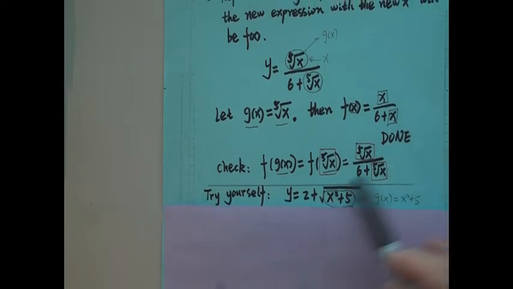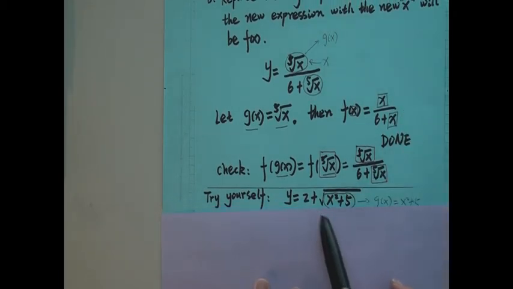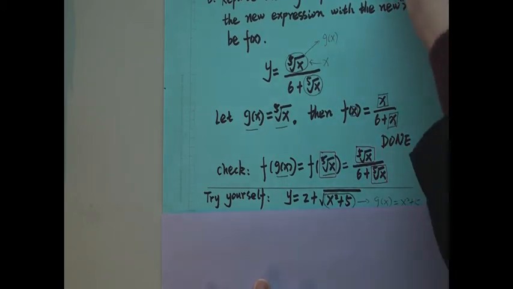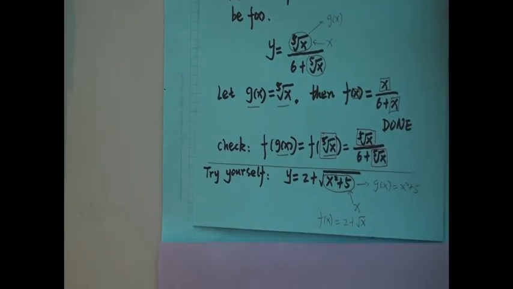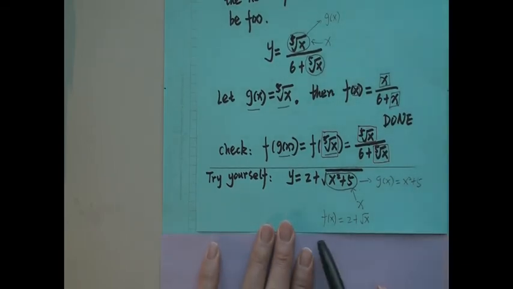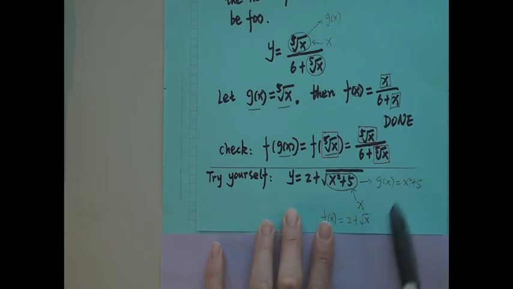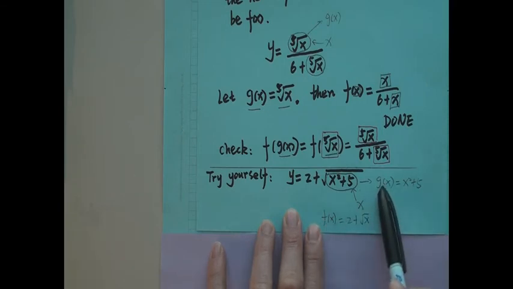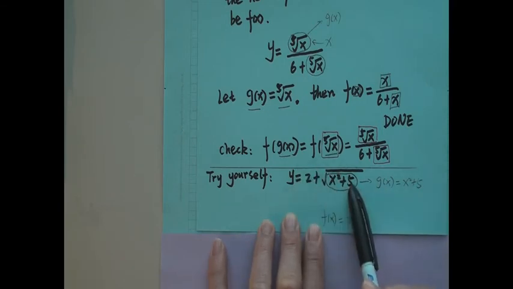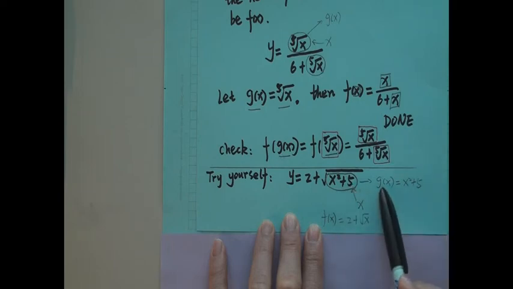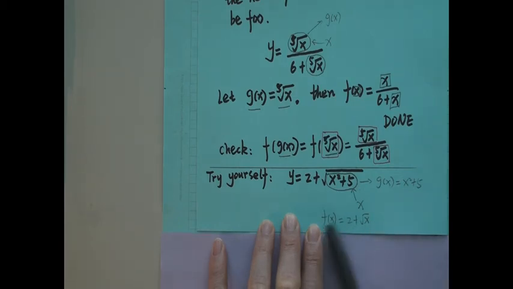So that would be 2 plus radical x will be f of x. Okay, so down here, see, f of x is 2 plus radical x, and g of x is x squared plus 5. And then the composition of f with g is the one right here. Remember, it's not g. The composition of g with f, that's totally different. So the composition of f with g.